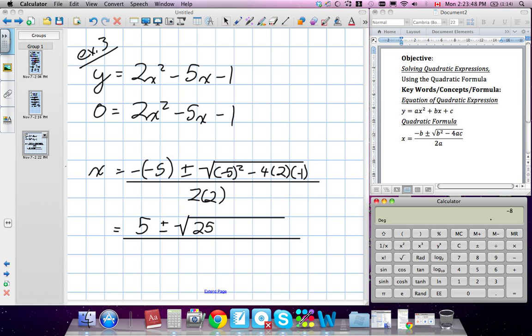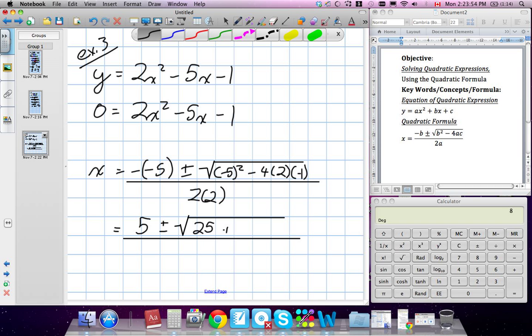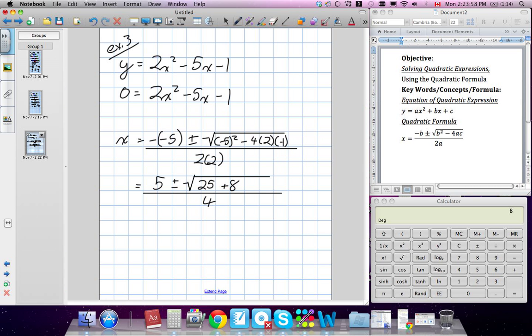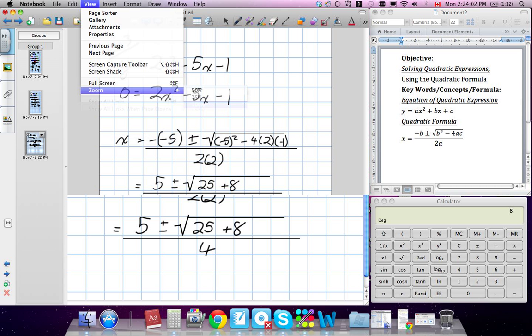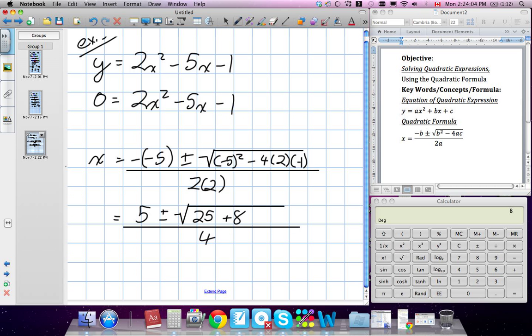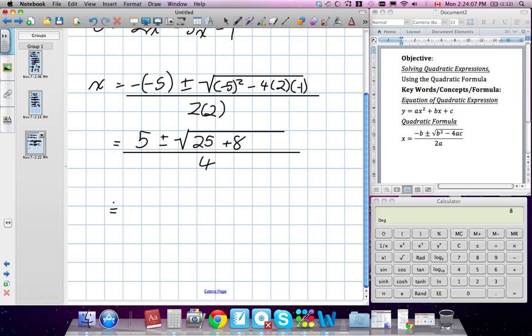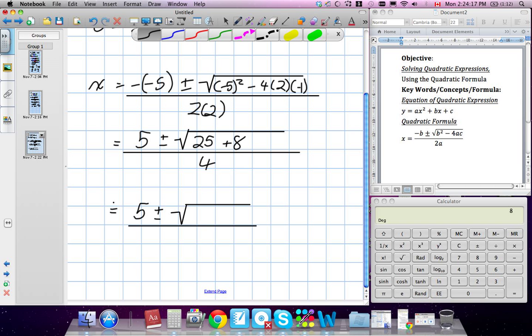Now, I want to show you this. Good. It's -4 times 2 times -1 gives us +8. So we're adding the number 8, and we get 4 underneath. Now we're finally going to be able to square root a number where we're going to get 2 answers. x is equal to 5 plus or minus the square root of what? 33. Good.